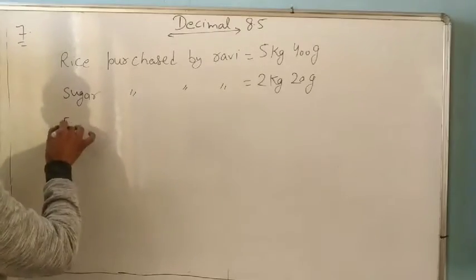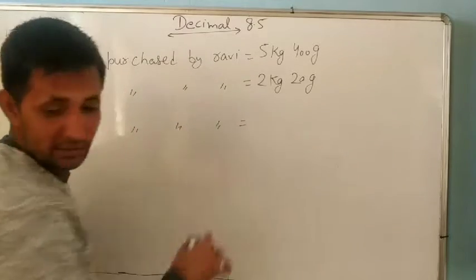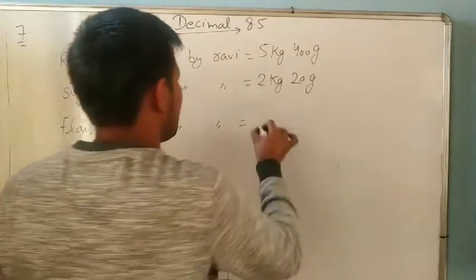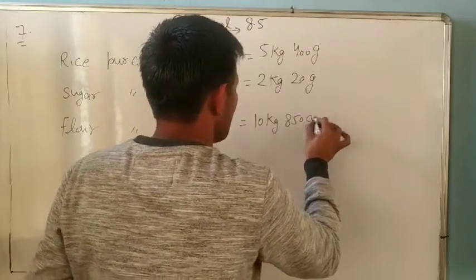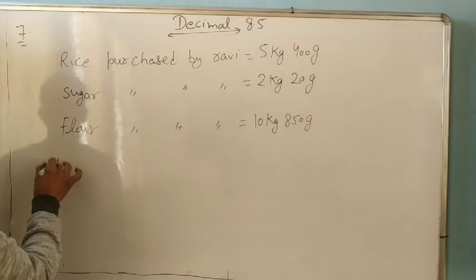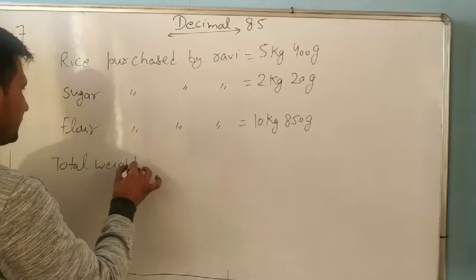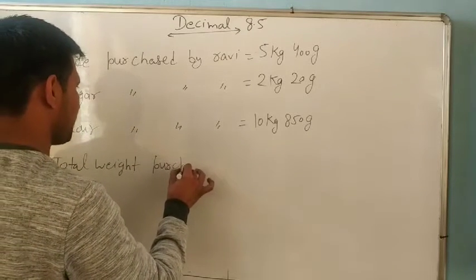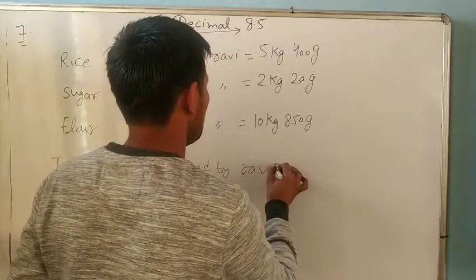Next is flour. Flour purchased by Ravi. How much? It is given 10 kg 850 gram. So we have to find the total weight. Right? Total weight purchased by Ravi. How will you find?